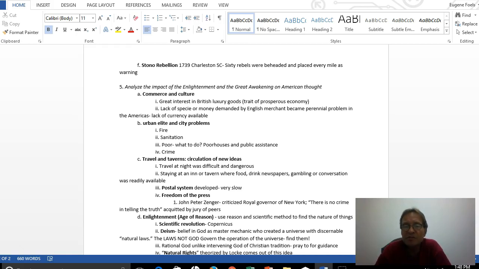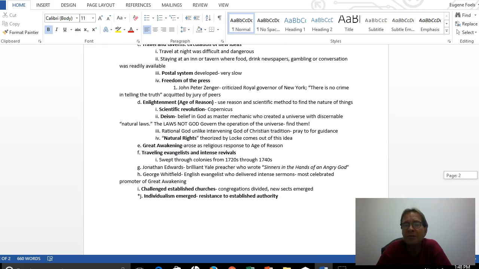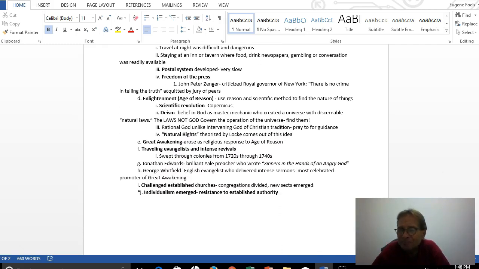One of the American traditions is the idea of the freedom of the press. John Peter Zenger criticized the royal governor of New York, and he will be acquitted by a jury of his peers who in their findings will say that there is no crime for telling the truth. And that's an important idea of the freedom of the press.